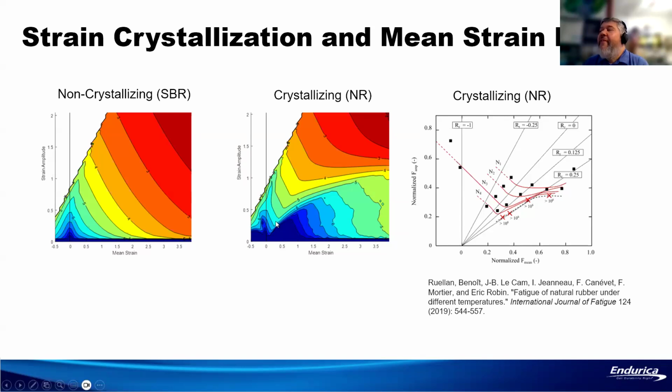Now, of course, there's a limit to that. If you keep increasing mean strain, the life gets short again. But the crystallization has an important effect on fatigue performance. And here I'm comparing this to published results out of France for experiments that were made on a rubber where they actually observed the mean strain effect on the Hay diagram.